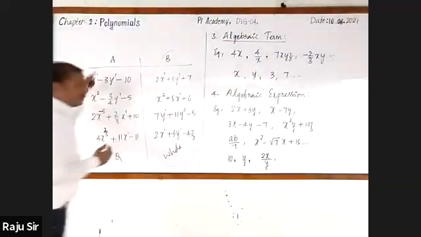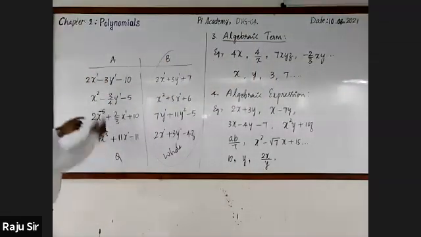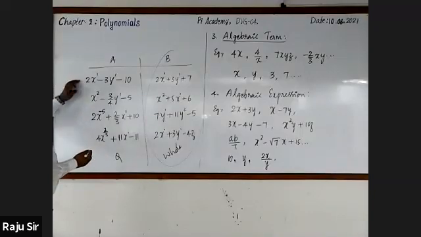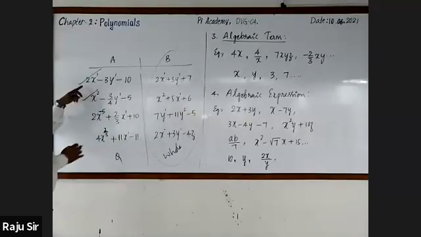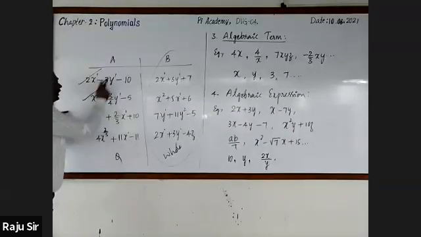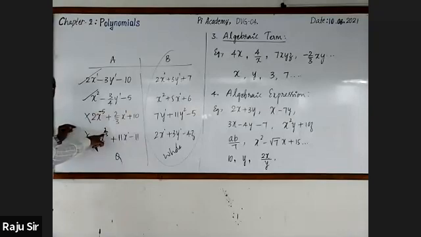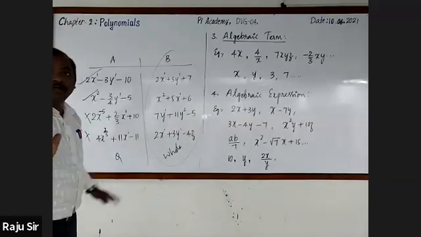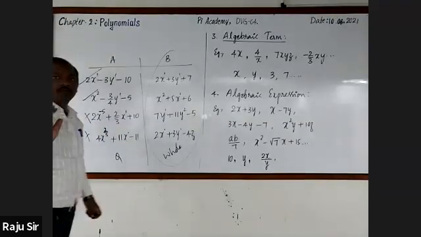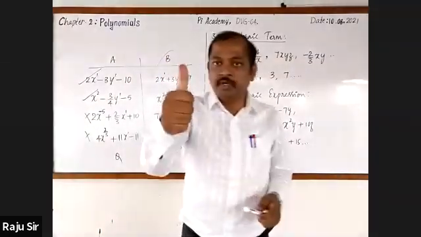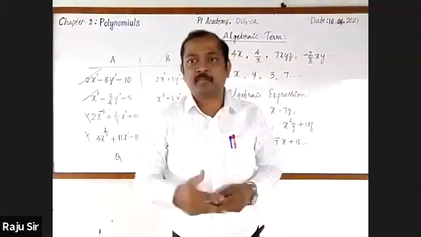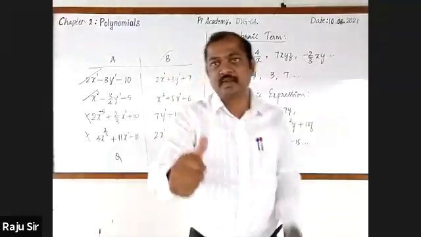Look here. In column A, we have written 4 algebraic expressions. In the first and second, the powers are non-negative integers. These two expressions are also polynomials. Whereas in these two, power is -5, here power is 2 by 3. They are just algebraic expressions, but not polynomials. Understood? Have you understood? Yes or no?